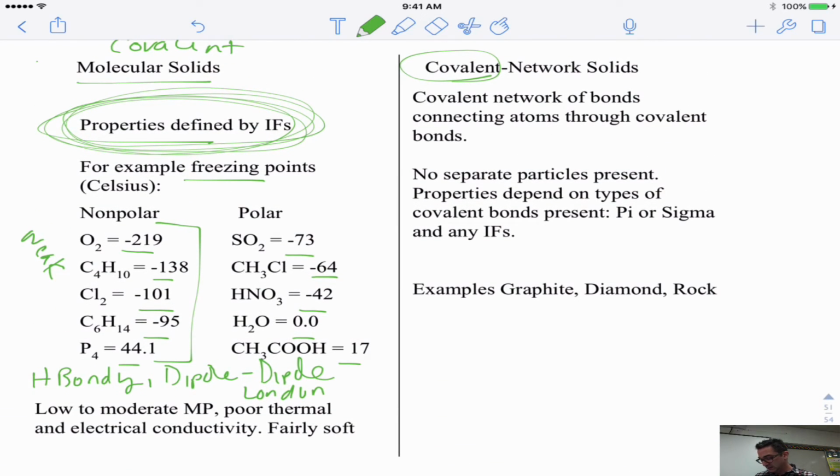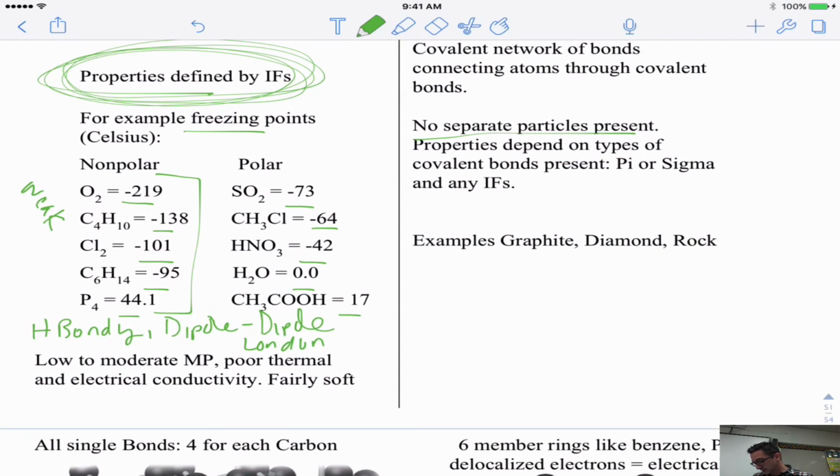Okay, the last type of solid I want to go over with you is the covalent network solid. And this is one that we haven't really spoken about at all. But a covalent network solid is exactly like it sounds. It's a network of atoms covalently bonded to every other atom around it. So you end up with this sort of structure where it is connected by covalent bonds throughout the entire structure. There's no intermolecular forces. There's no separate particles present. So we don't have any types of intermolecular forces. We just have strong covalent bonds.